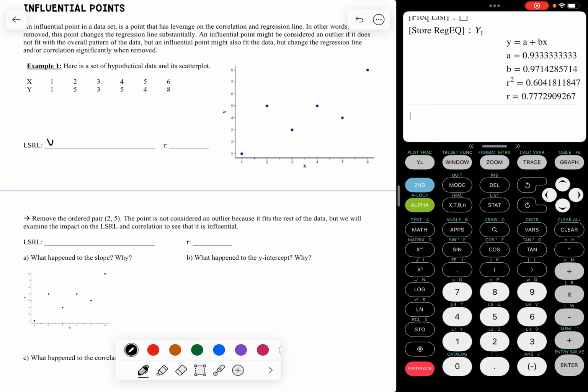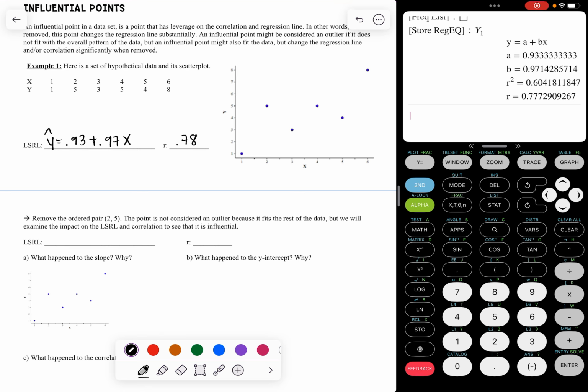So I have y hat is equal to 0.93 plus 0.97x, because that is my slope and my y-intercept. Now, in this case, the R value is pretty moderate at 0.77. Remember, the closer we get to 1, the stronger it is.